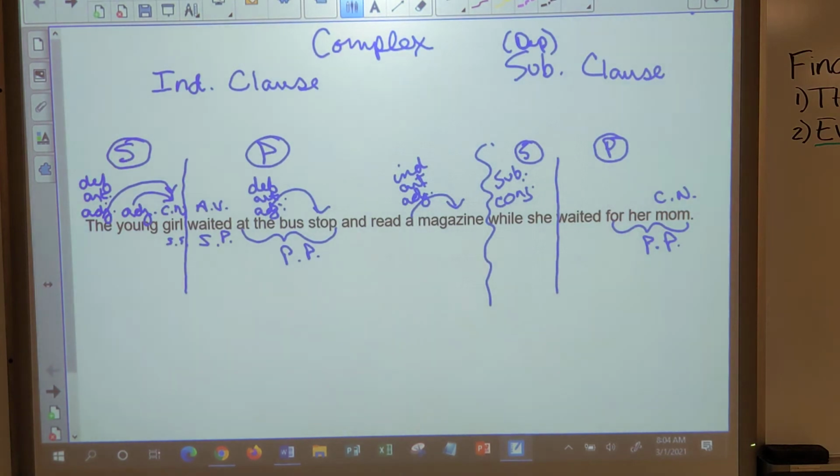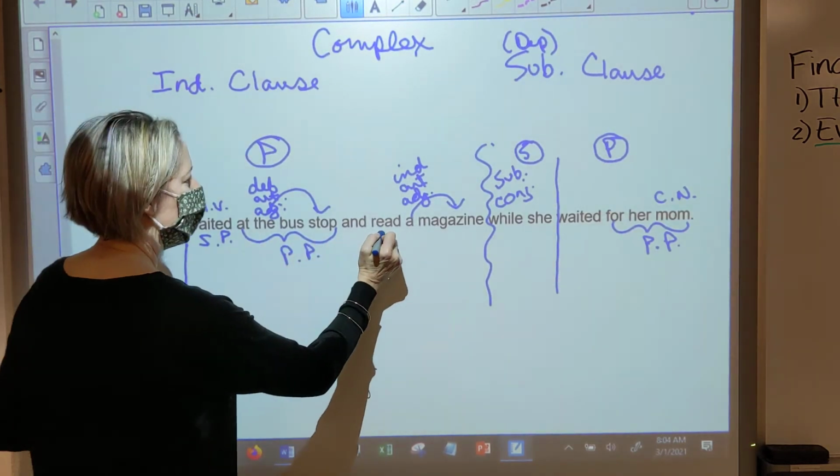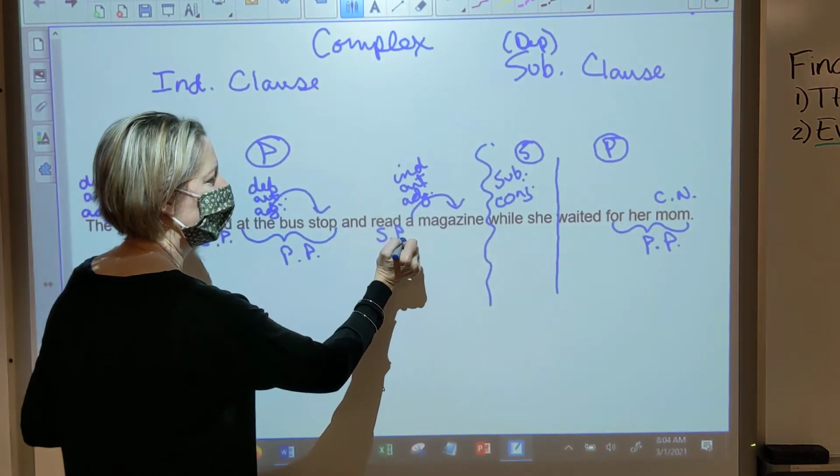Kale, would "read a magazine" be a prepositional phrase? No. Okay. What did the girl do, Kale? She waited. One word, and one other word. For, or while she waited. What was the other thing she did? Read a magazine. One word. Read.